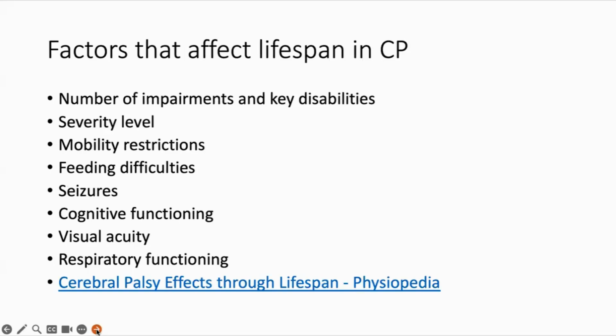Next slide. Factors that affect the lifespan in cerebral palsy are varied. It may be related to the number of impairments and key disabilities, the severity level of the condition that the patient has. It can be because of mobility restrictions, feeding difficulties, and other associated features, including seizures, cognitive functioning, visual acuity, and respiratory functioning. And I've just included a link for cerebral palsy effects through lifespan through Physiopedia, which people can look through and learn more about this condition.